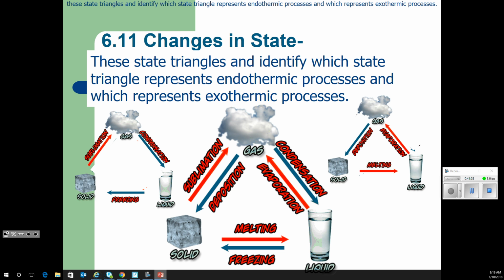If I go from a gas to a liquid, that's what's known as condensation. If I go from a liquid to a gas, that's evaporation. So we need to be familiar with these words. If I say this substance goes through deposition, what am I talking about in phases?